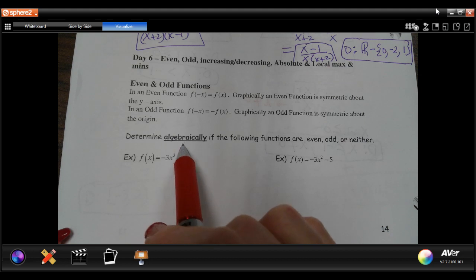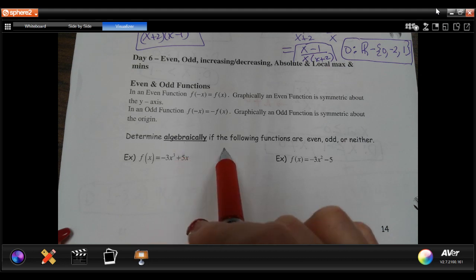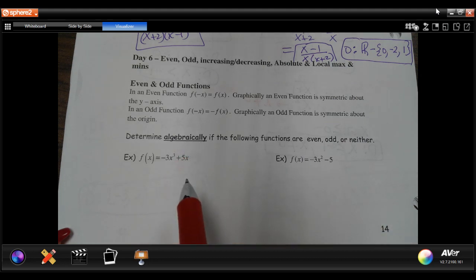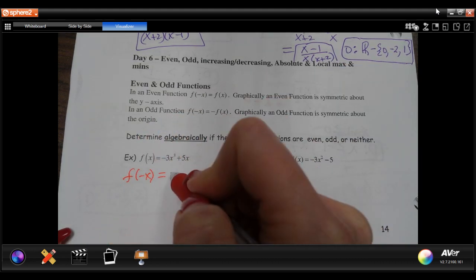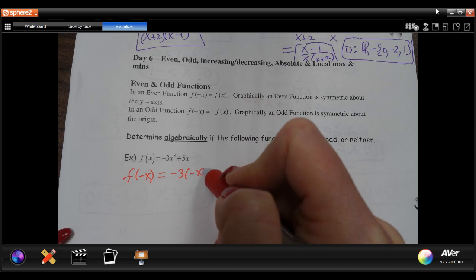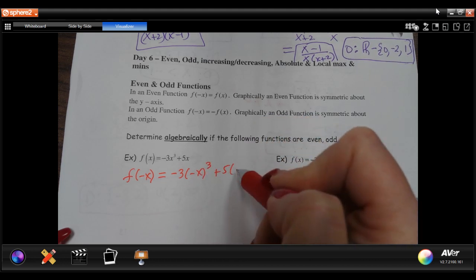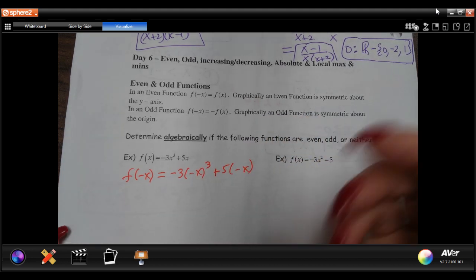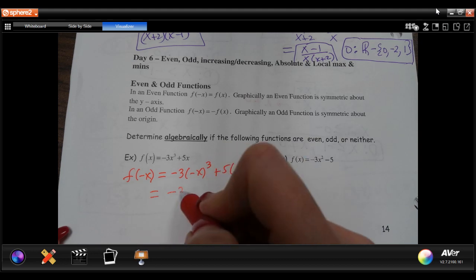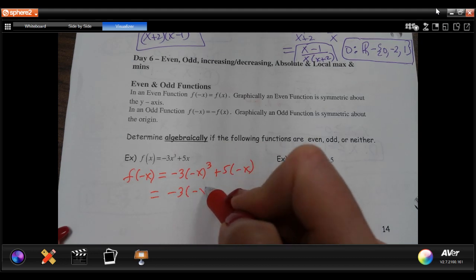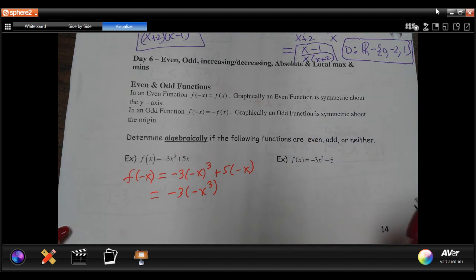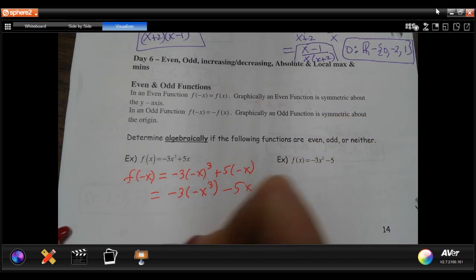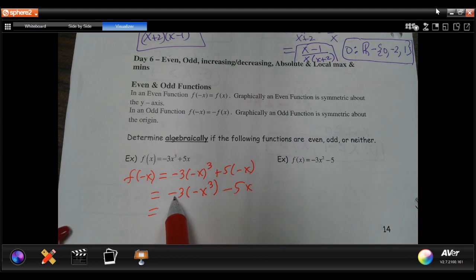We typically look at it algebraically if the functions are even, odd, or neither. So you'd have to do f of negative x. So you plug negative x in anywhere you see an x. This is negative x cubed. A negative to the third power is negative. Then here, negative times a negative is positive.